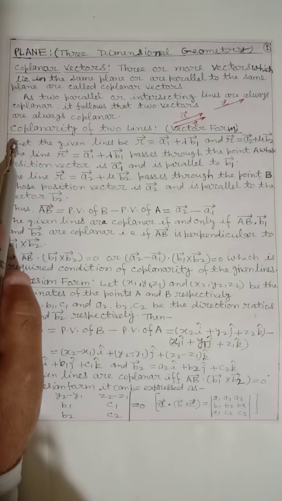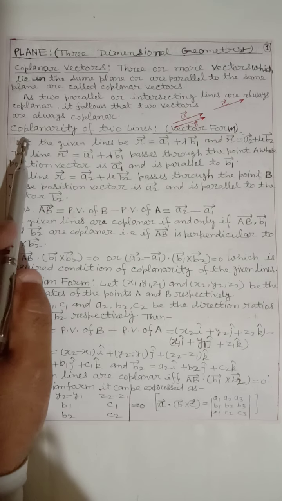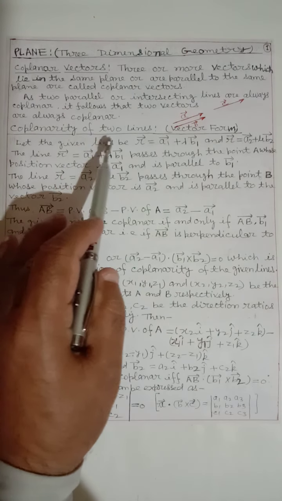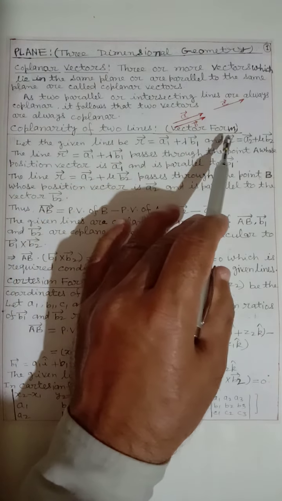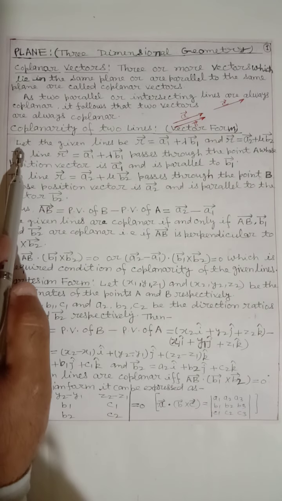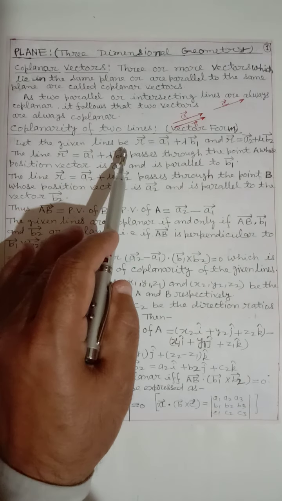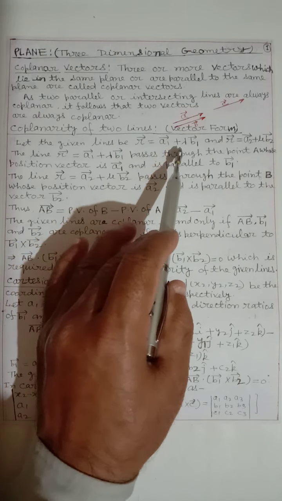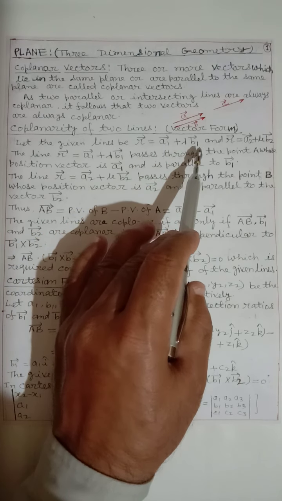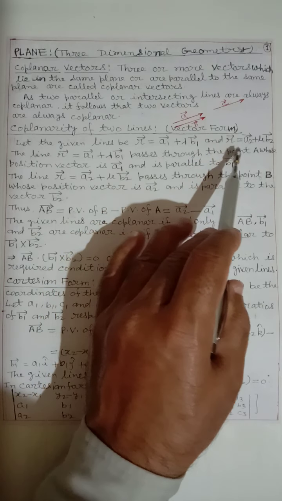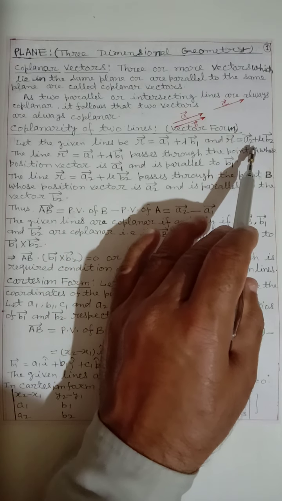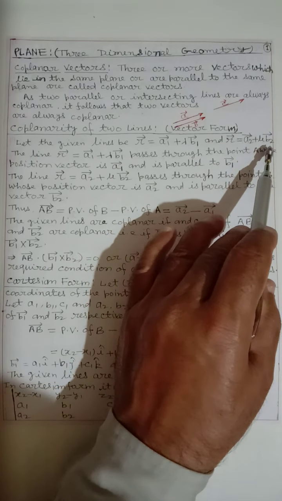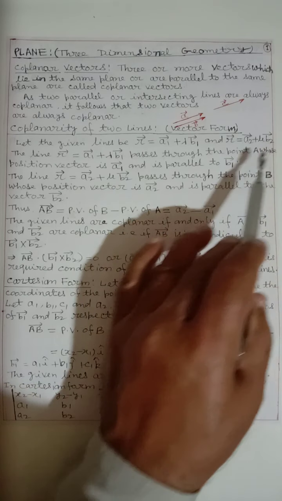Now we will discuss coplanarity of two lines in vector form. Let the given lines be vector r equal to vector a1 plus lambda vector b1 and vector r equal to vector a2 plus mu vector b2.